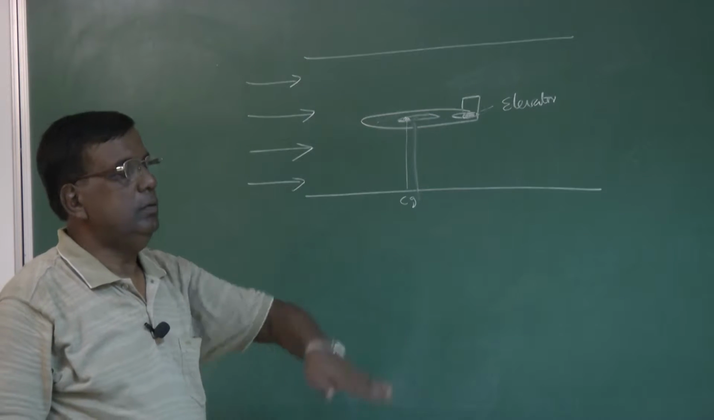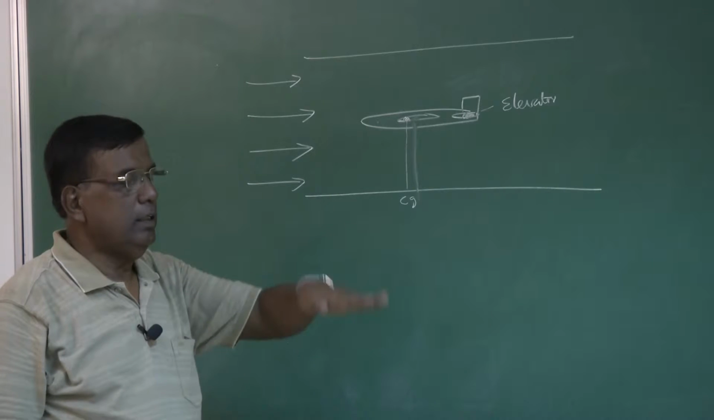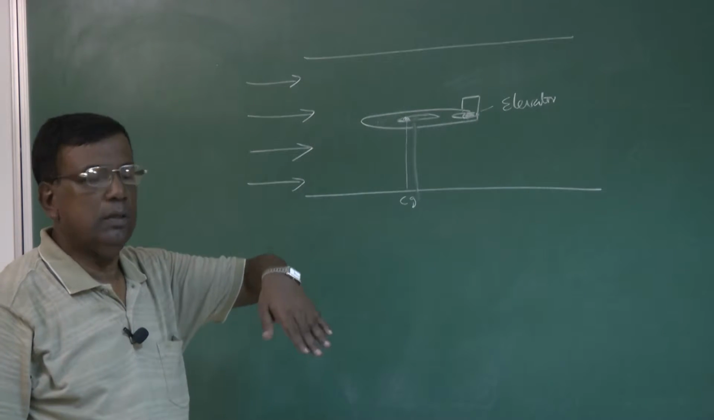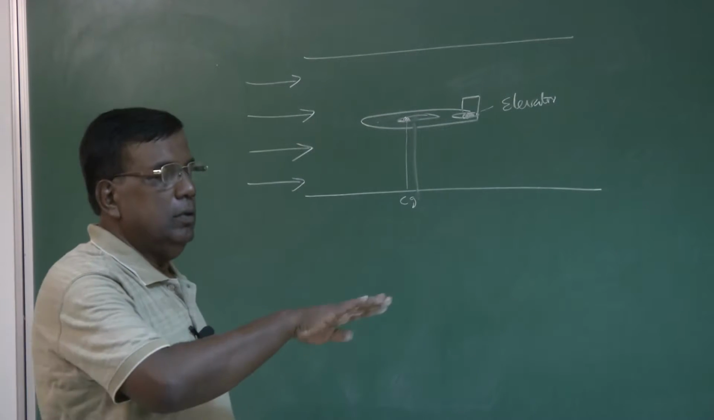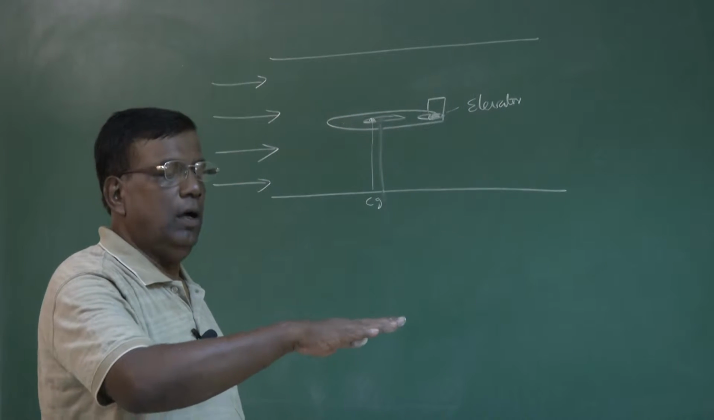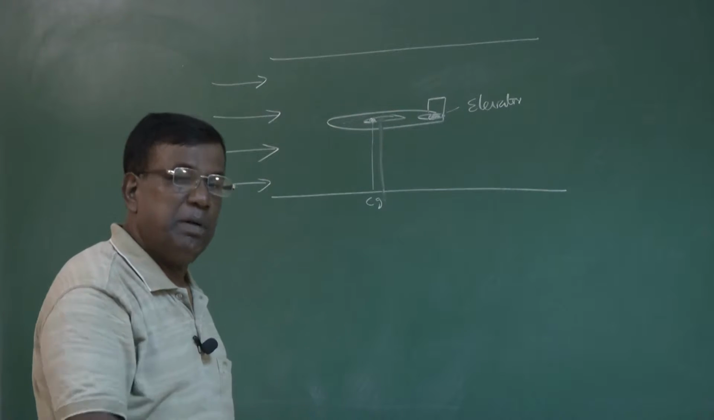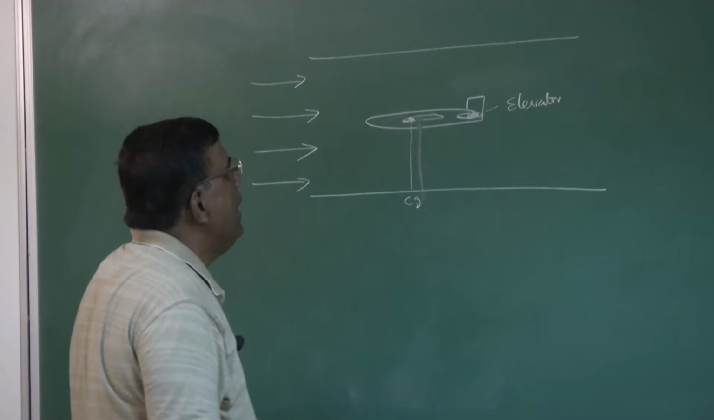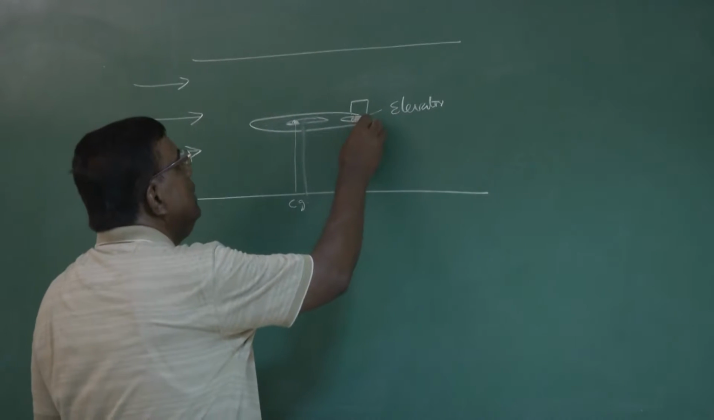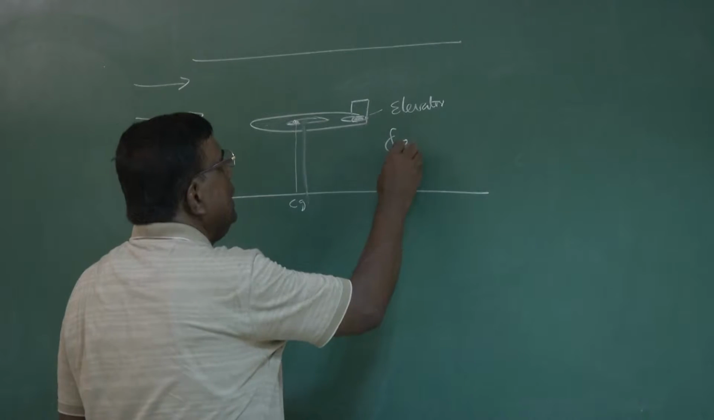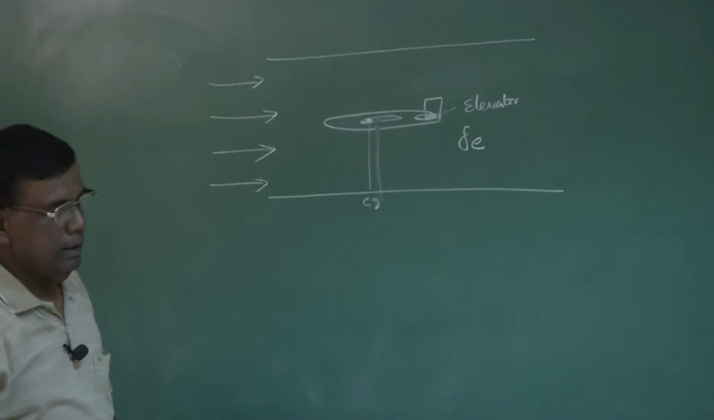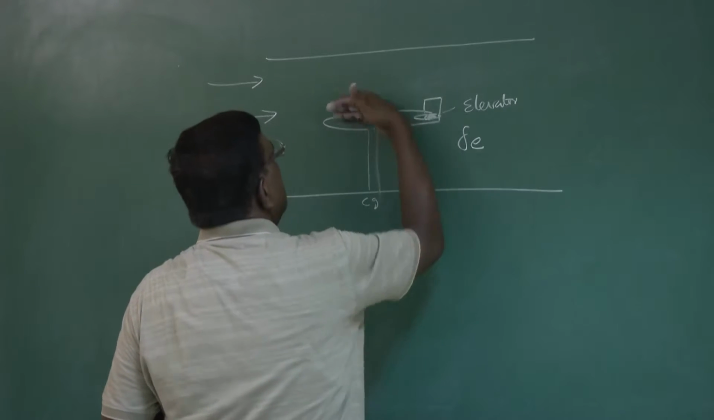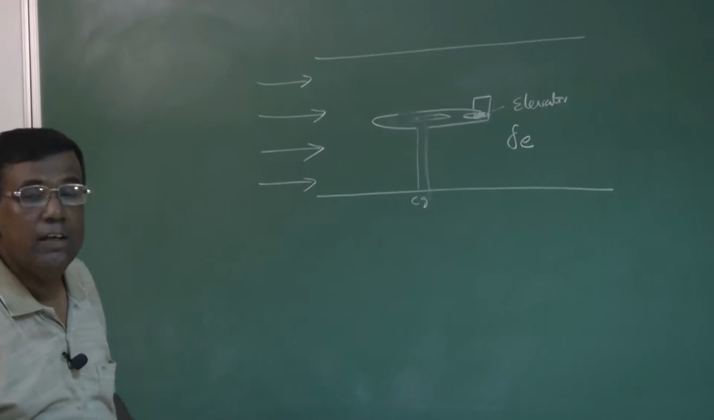No plunging motion, only pitching motion. No yawing motion, no lateral motion, only pitching motion is permitted. I want to analyze this. What I do, I give it a small disturbance. I give some elevator input, delta E, and then release it. So I would like to study how this oscillation will happen and how its transient will behave.